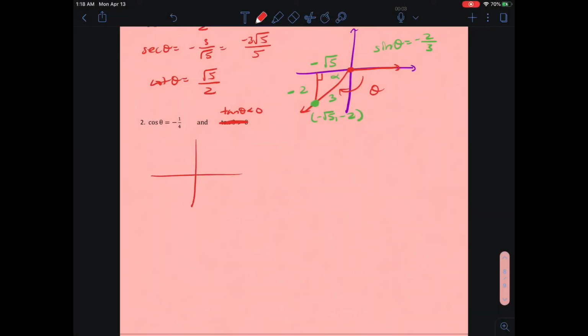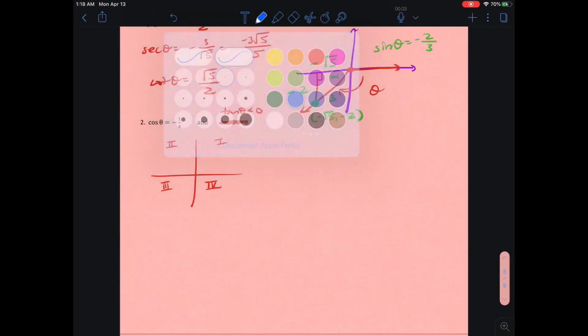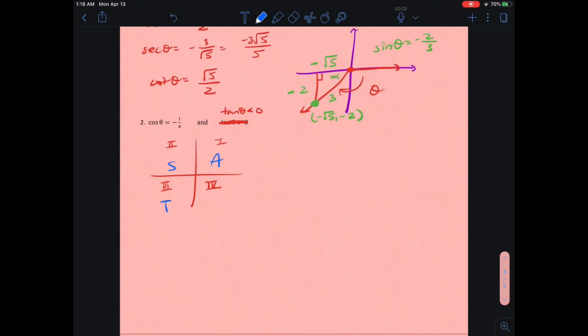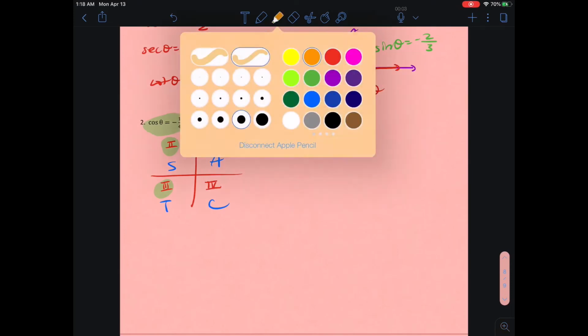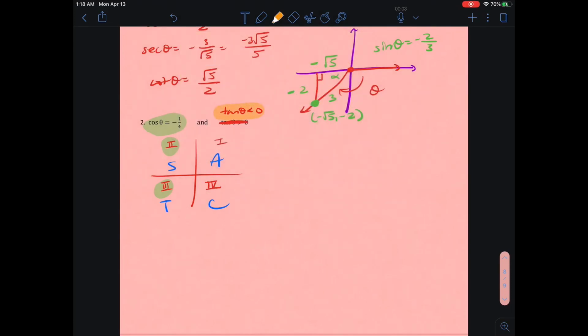So let me draw my 4 quadrants. ASTC, all students take calculus. Cosine of theta is negative, which means I'm in quadrant 3 or quadrant 2. Tangent of theta is negative, which means I'm in quadrants 2 or 4. So if you look at the overlap, we know we're in quadrant 2.